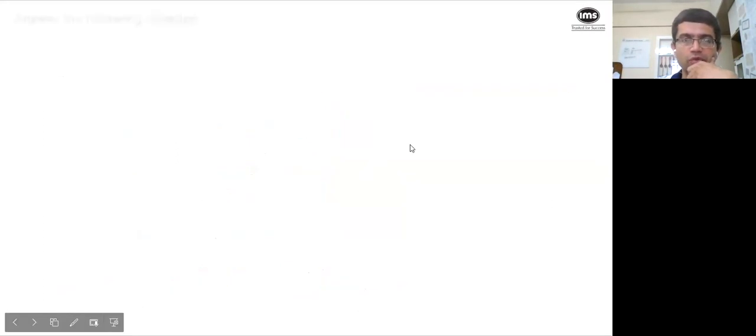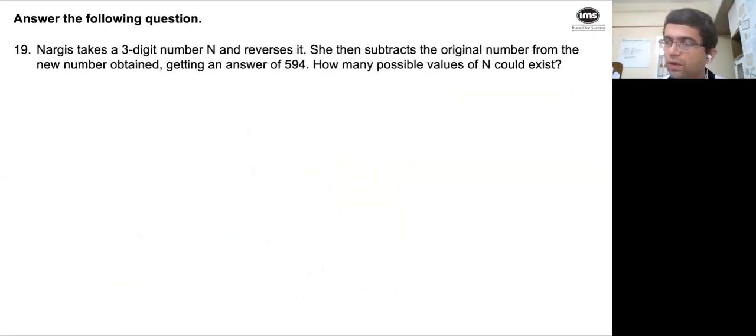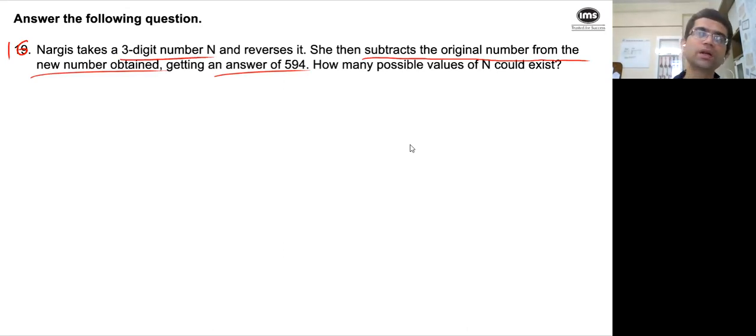Okay, let's go ahead. Hope all of you are with me. Nargis, question 16. Nargis takes a 3-digit number and reverses it. She subtracts the original number from the new number. Now this is a 3-digit number. She subtracts the original number from the new number obtained, getting the answer as 594. How many possible values of n could exist?